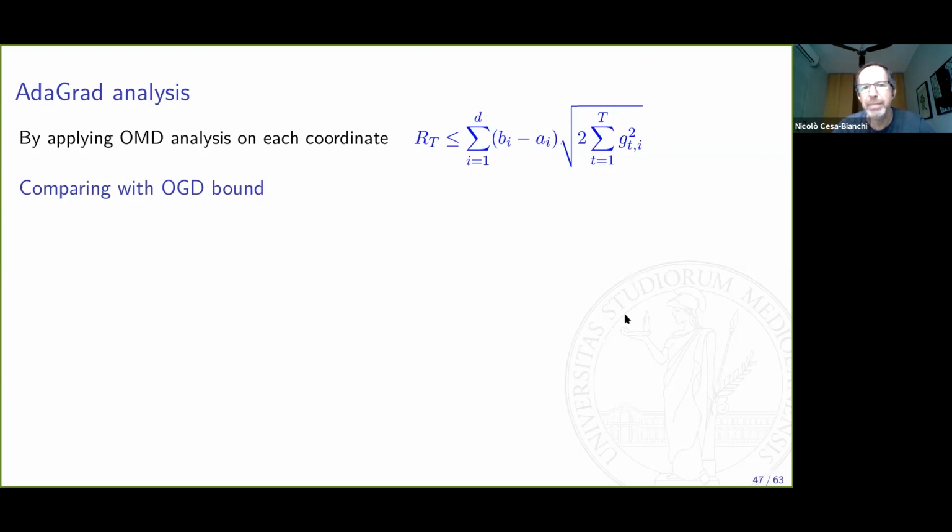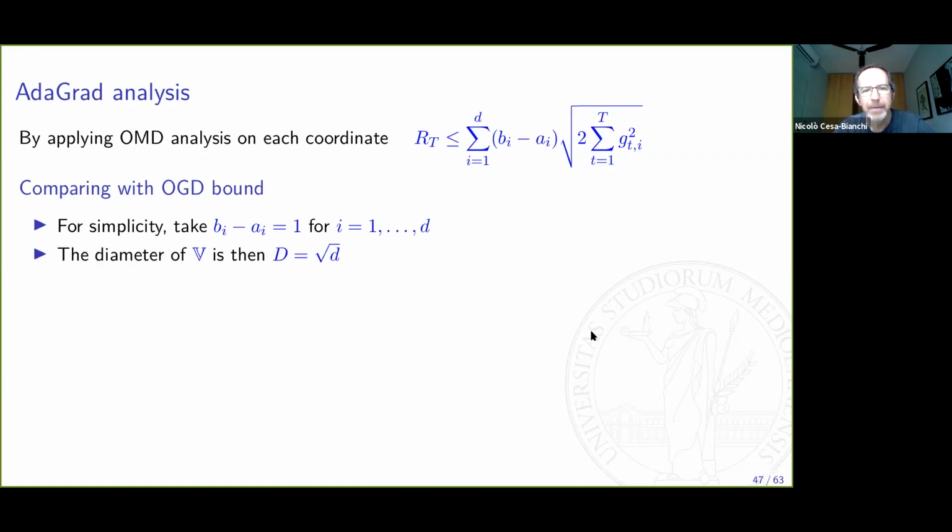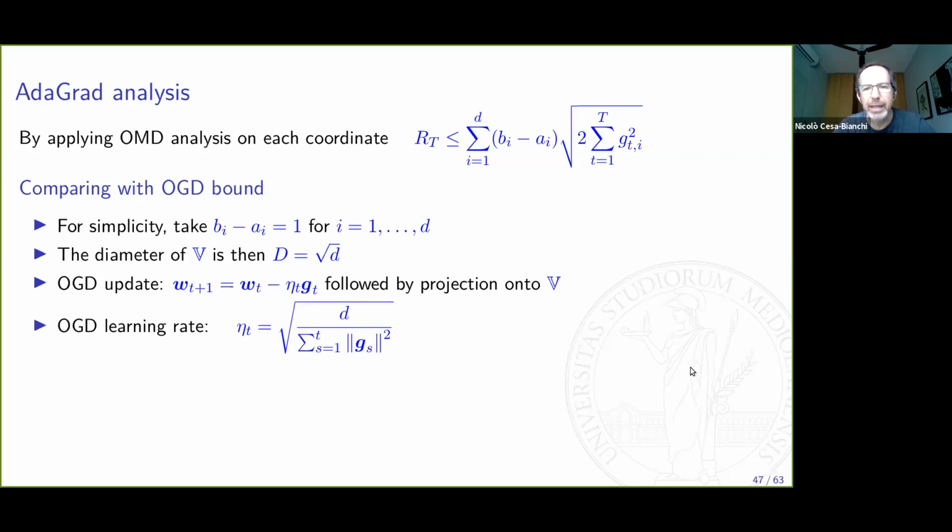the same hyperrectangle. And for simplicity, let's just work on a box, on a hyperbox. So the diameter of this hyperbox, so it's a hypercube of side 1, the diameter is square root of d. And now I can do my OGD update followed by projection onto this hypercube, and I can choose the learning rate as it should be chosen.